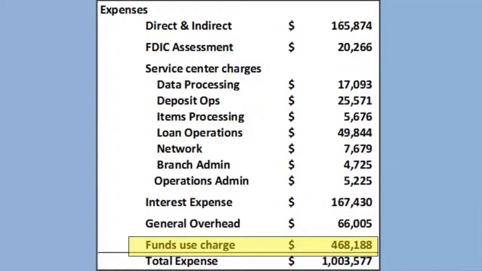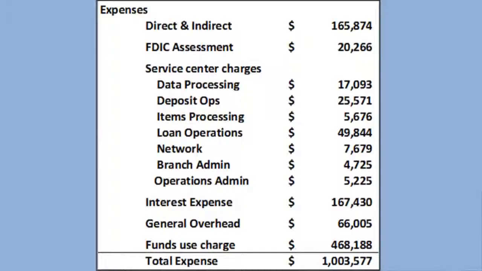Finally, under expenses, we want to look at the funds use charge. Now that's the complement of the funds earning credit. In other words, this branch put money into the pool and now it's going to take it out. Notice no net use or net supplier of funds. This approach works whether a branch is a supplier only, a user only, or some mix. Again, I would refer you to our website or to further conversation to find out how we do this.